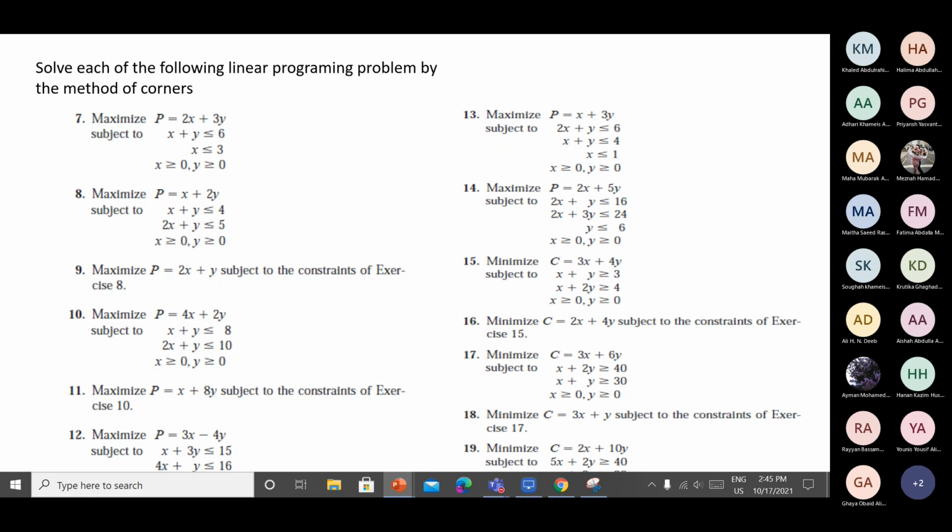C, which is 3x plus 6y, subject to, this is a condition, or the constraint they call it. The linear inequality, x plus 2y bigger than or equal to 40.